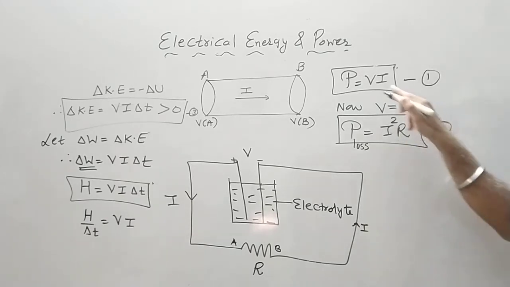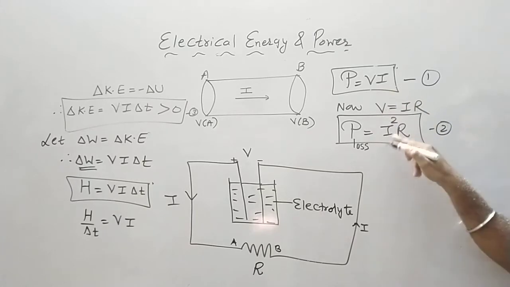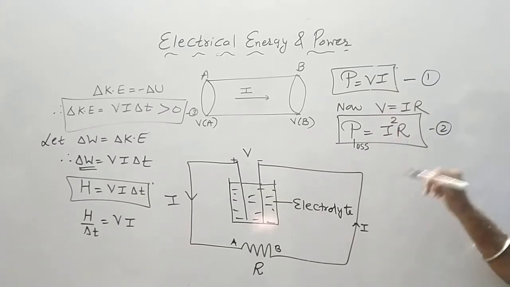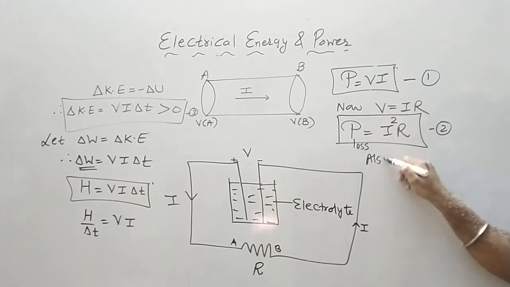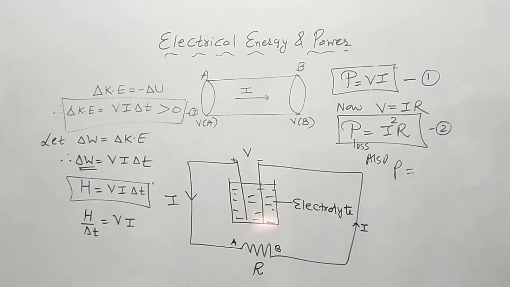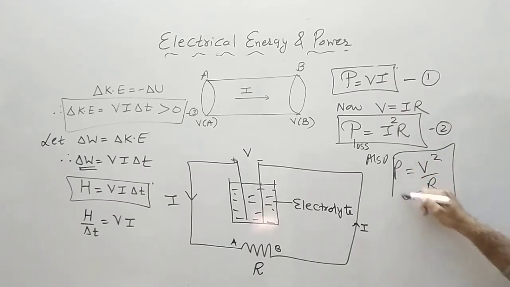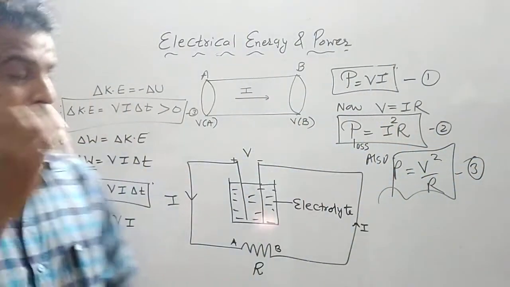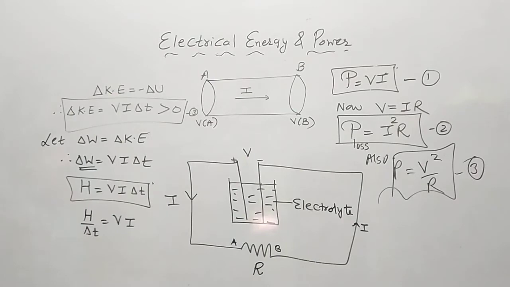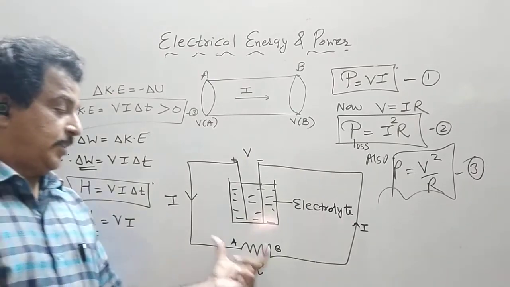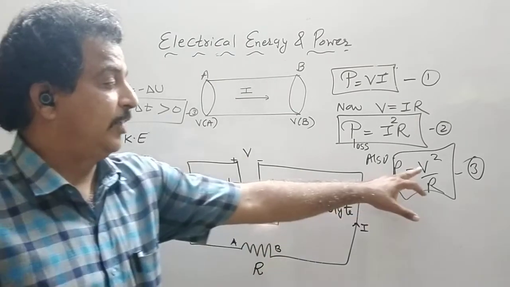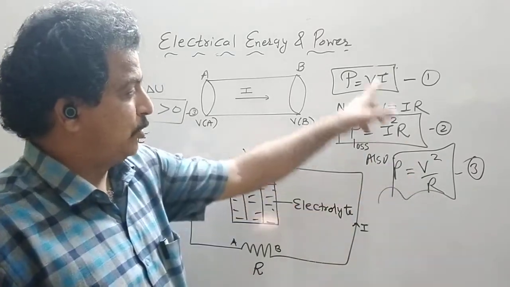Now here the relation was between V and I, here the relation is between I and R. Also, power is equal to, now if I eliminate I, it can be written as V upon R. So P is equal to V square upon R. So these are the three expressions for the power dissipated across a resistor having the potential difference V. So this expression should be used.